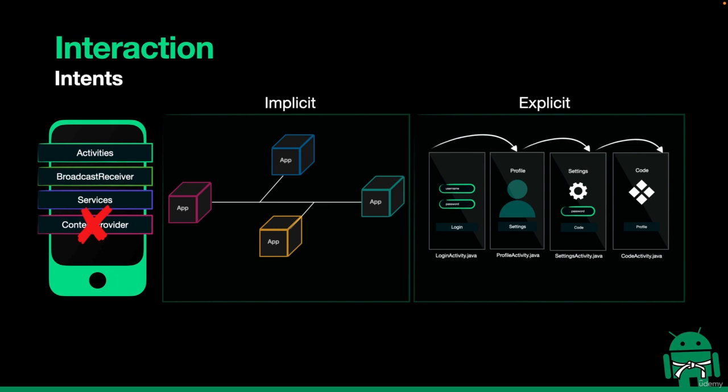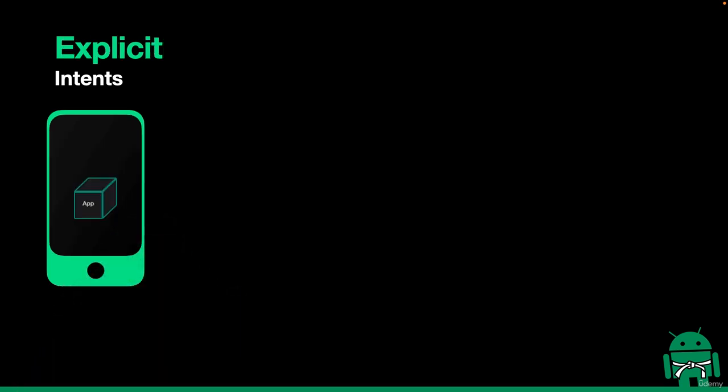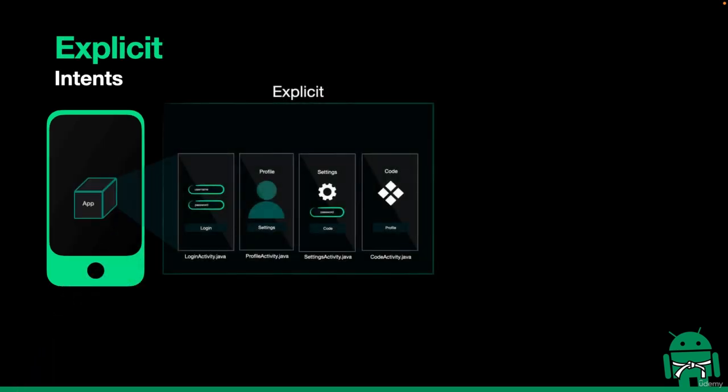Okay, so for now we know we've got implicit and explicit intents, and we can use intents regarding activities, broadcast receivers and services, even if we haven't talked about them right now, but we will do this in a couple of videos. Now let's have a look at some practical examples. How do they look and what do we need to take care of? Okay. So we start with explicit intents. If we take our application, then we've got here those 4 activities. Explicit means we know the destination, what we want to call, for example, profile, settings or code.